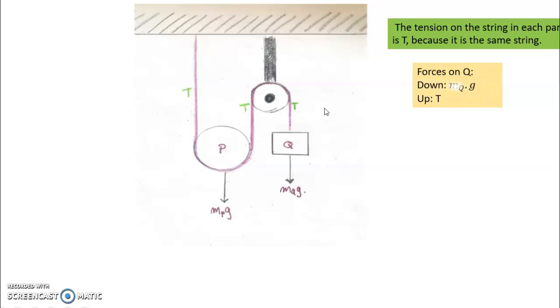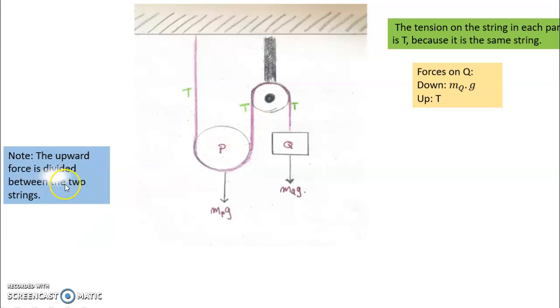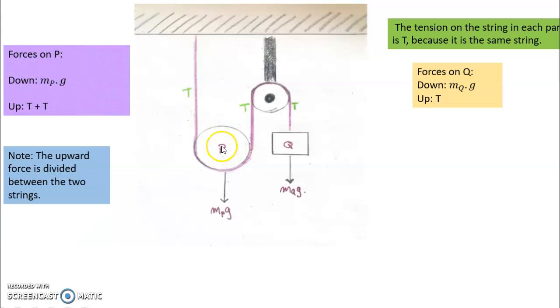Then, if we look at the mass Q, we can say that the mass Q is going to have a downward force of the mass of Q multiplied by G and an upward force of T. On the pulley on the left, the movable pulley, we can see that the upward force is going to be divided between the two strings. So that means that the forces on P are going to be downward, the mass of P multiplied by G, and upwards T plus T.